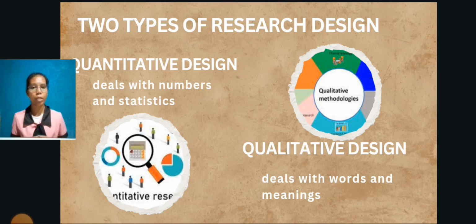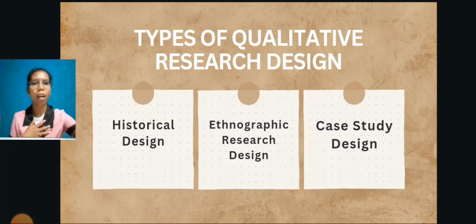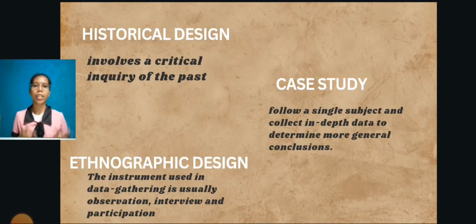Qualitative method also is valuable for exploring perceptions, attitudes, behaviors, and the social context of the educational setting. So there are three types of qualitative research. The first one is the historical design. The second one is ethnographic research design. The third one is case study design.